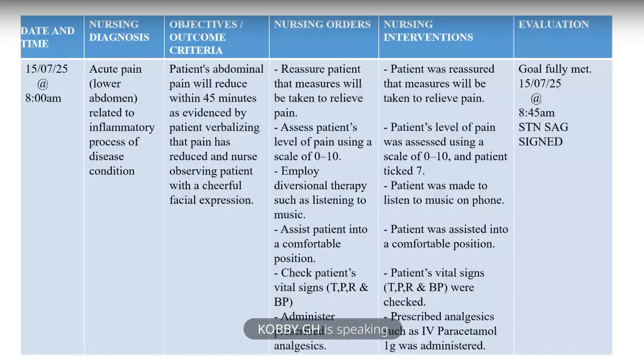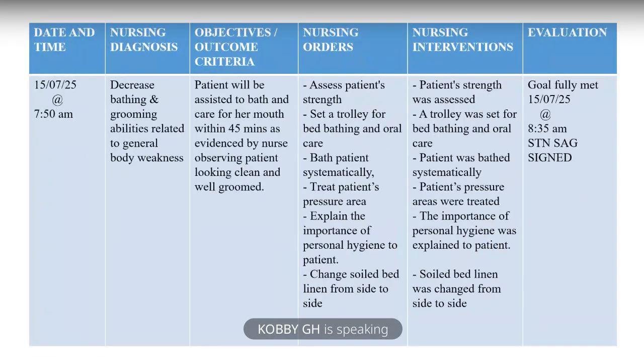Okay, now let's look at how you write the diagnosis. Decrease bathing and grooming abilities. One of you should read for us, please, so that I explain. Decrease bathing and grooming ability related to general body weakness. Okay. All right. So you see, in the current NANDA, this is how you write.